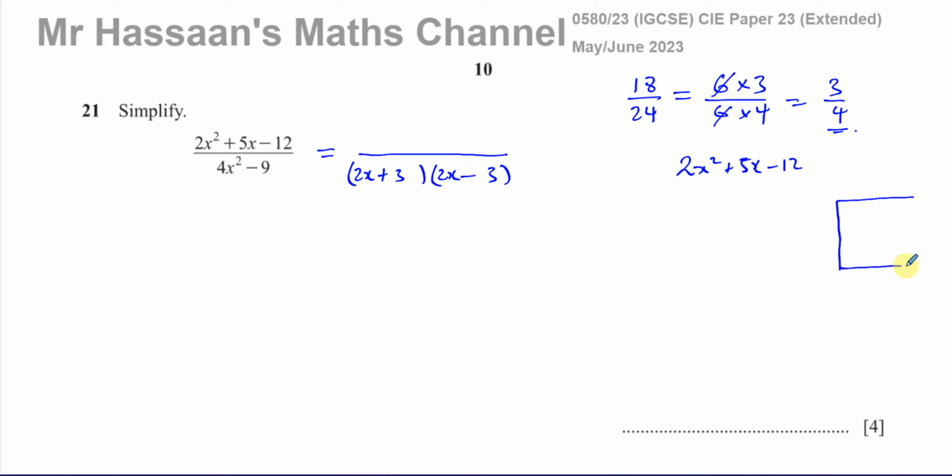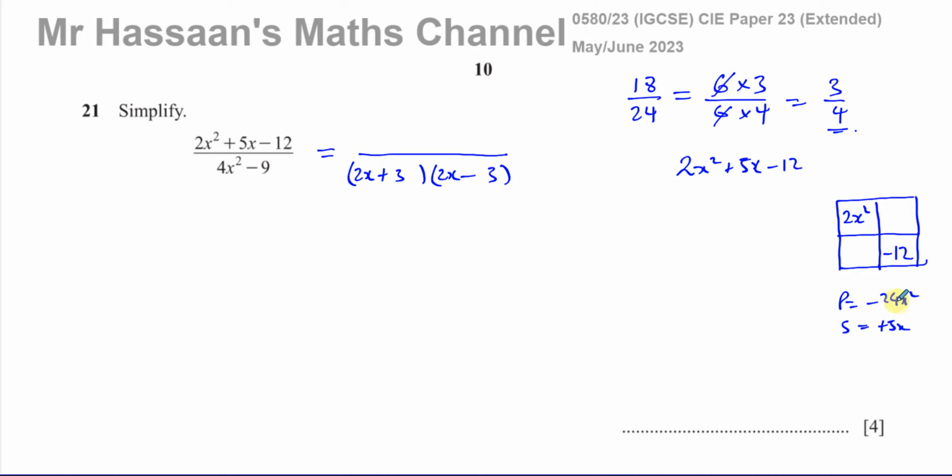So I like to make this window, as my students call it sometimes. And I put the x squared term in the top left and the constant term in the bottom right. And then I think to myself that I need to find two numbers. Their product must be the same as the product of these two. So the product must be negative 24x squared. And the sum must be the same as the middle term here, which is positive 5x.